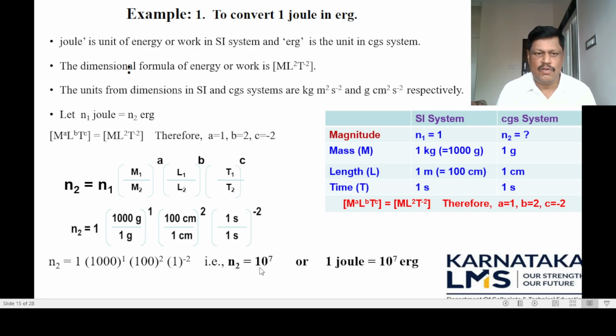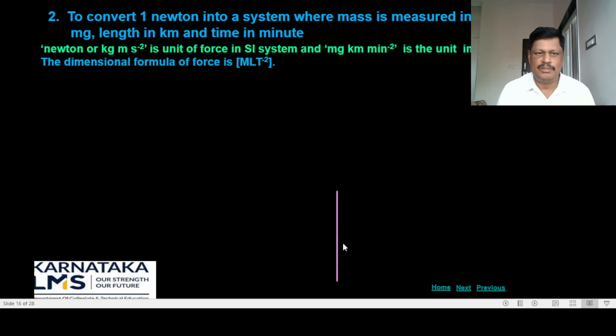Substitute the value of N2 in this equation. So N1 is 1. So 1 joule is equal to N2, which is 10 to the power of 7, so 10 to the power of 7 erg. So we are getting the relation between one system of units and another system of units. That means to convert erg into joule, we should write 1 joule is equal to 10 to the power of 7 erg. So using dimensional analysis, we can obtain the relation between one system of units and another system of units.